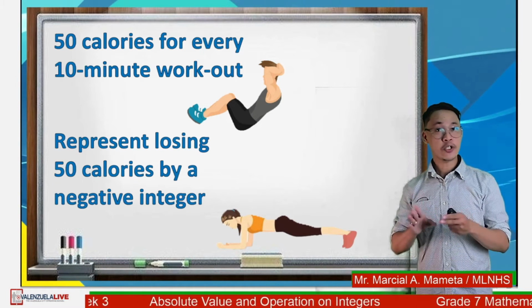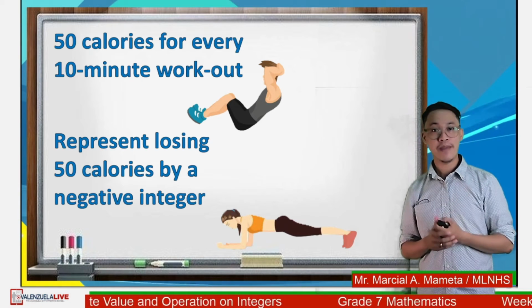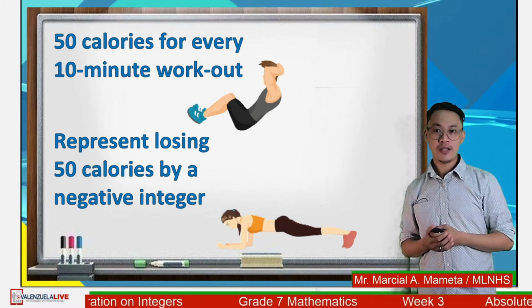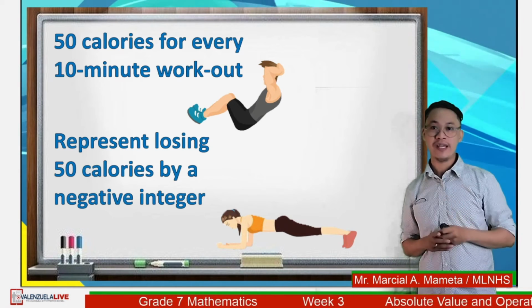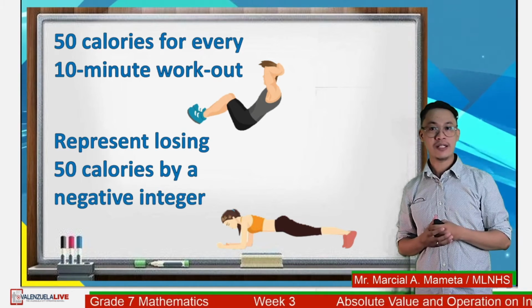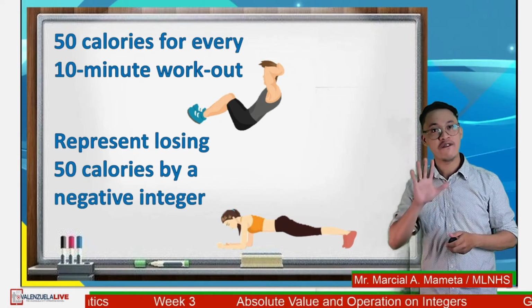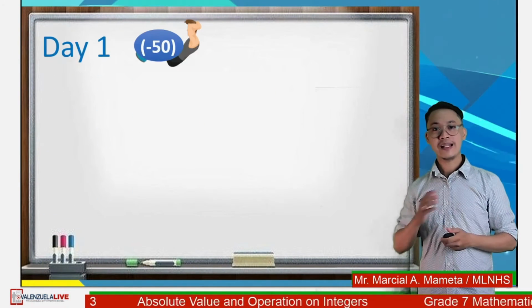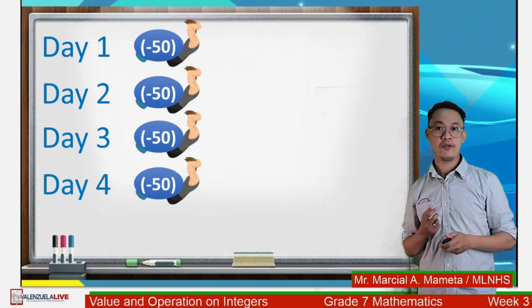Let's say a person loses 50 calories for every 10-minute workout. During the quarantine period, you decided to do one set each day for 5 days. How many calories would you lose due to workout at the end of 5 days? Let's represent losing calories by a negative integer.